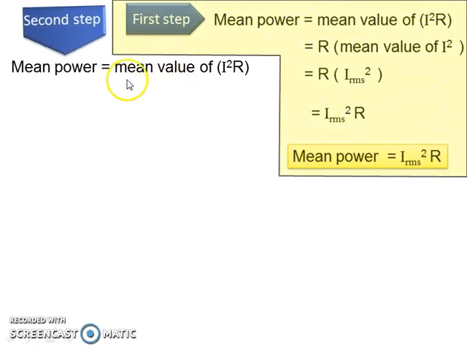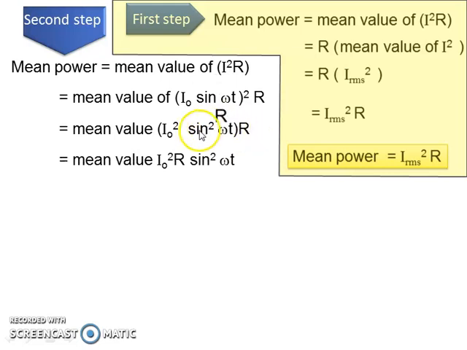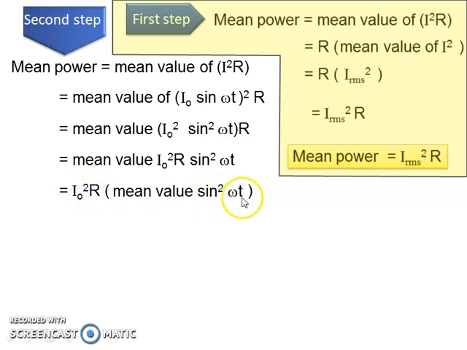The second step: we use the same equation, mean power equals the mean value of I squared R. For I squared, we use I naught sine omega t, squared. Next, expand the bracket, so we get the mean value of I naught squared sine squared omega t times R. Then bring R inside the bracket, so we have the mean value of I naught squared R sine squared omega t. I naught squared R is constant, so we can bring it out to the front, leaving the mean value of sine squared omega t.